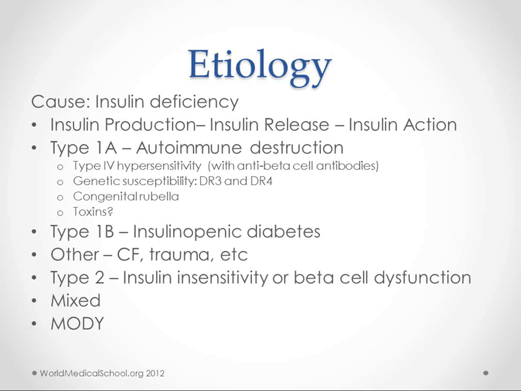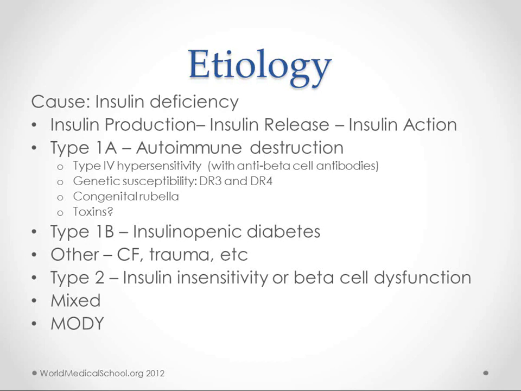So there is a genetic susceptibility. We talk about DR3 and DR4 as the genes that are associated with it. But type 1 is actually less genetically mediated than type 2 is. And congenital rubella also has an association with type 1 diabetes, and certain toxins. There's a question mark there because this is still being researched.